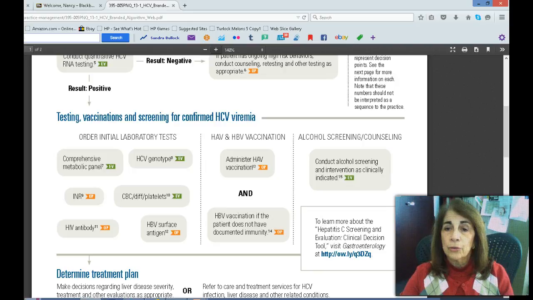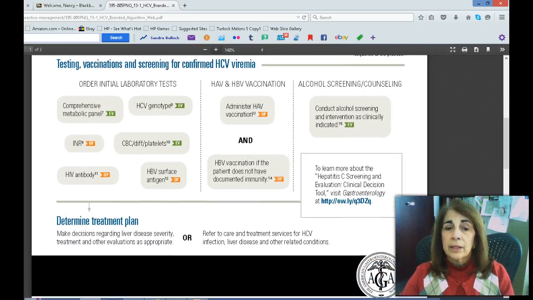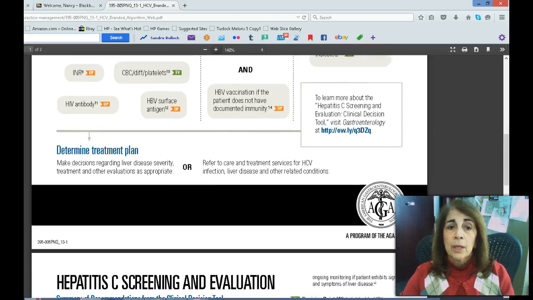You're going to do alcohol screening and counseling. And then once your screenings are done and you have the answers to all these questions, then you come up with your treatment plan. And the decisions regarding the liver disease severity, treatment, and other evaluations will determine whether you refer these patients for care and treatment to specialized centers or physicians or clinics.